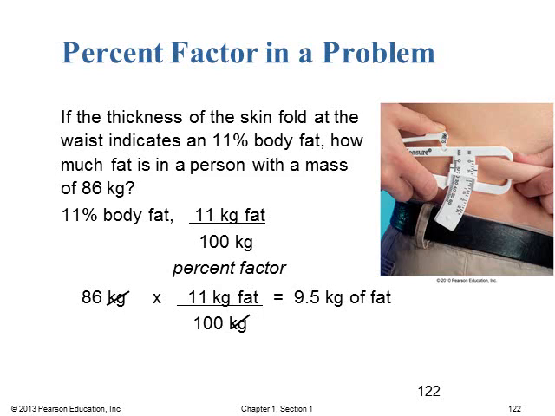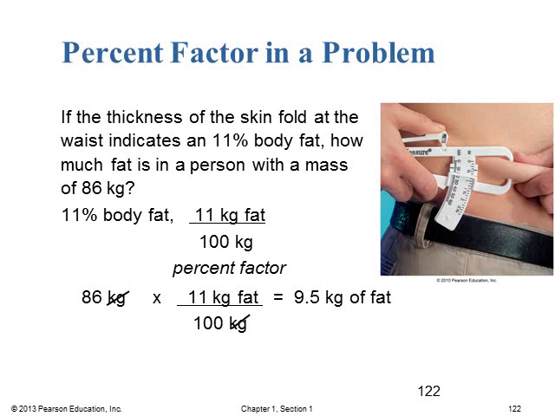So very similar to using conversion factors, we can also use percent factors in a problem to figure out the answer that we're looking for. So if the thickness of the skin fold at the waist indicates 11% body fat, so 11% body fat is our given percent factor. So if you recall, that means that we have 11 kilograms of fat in 100 kilograms. So we could use grams, we could use kilograms. It doesn't really matter, but since it says how much fat is in a person with a mass of 86 kilograms, our answer needs to be in kilograms, so we'll just use kilograms.